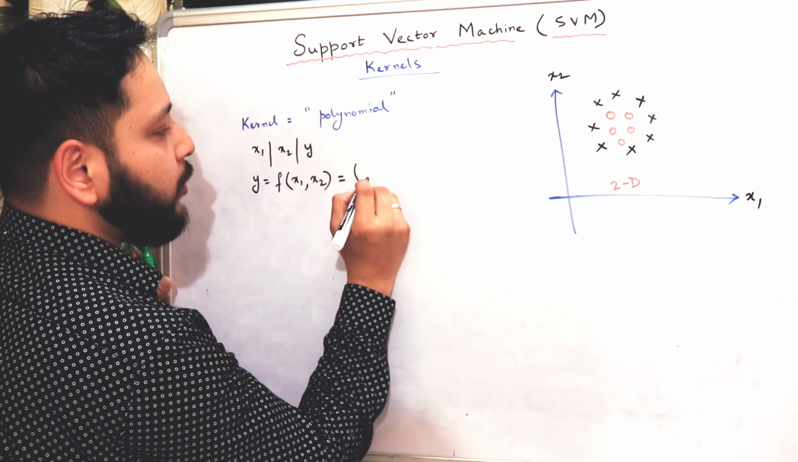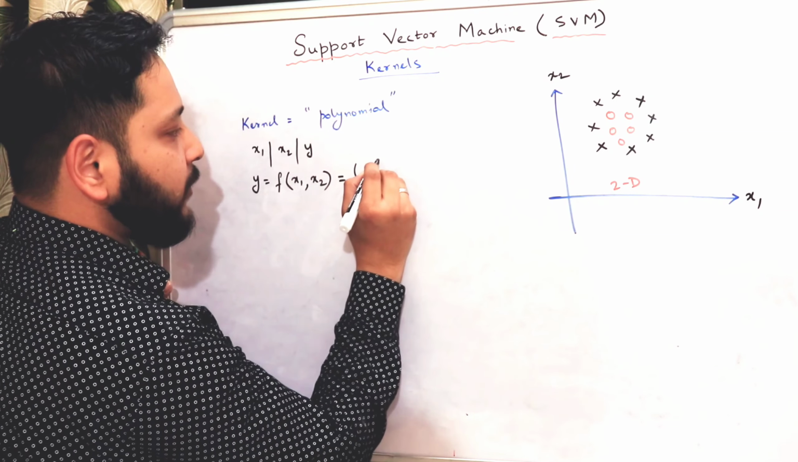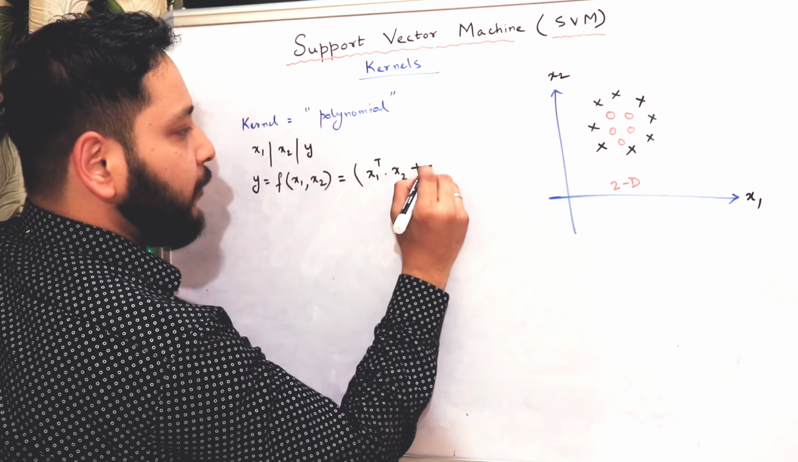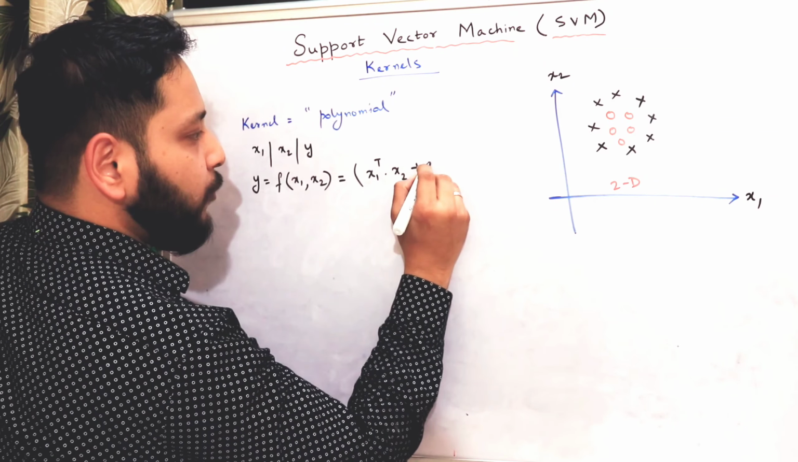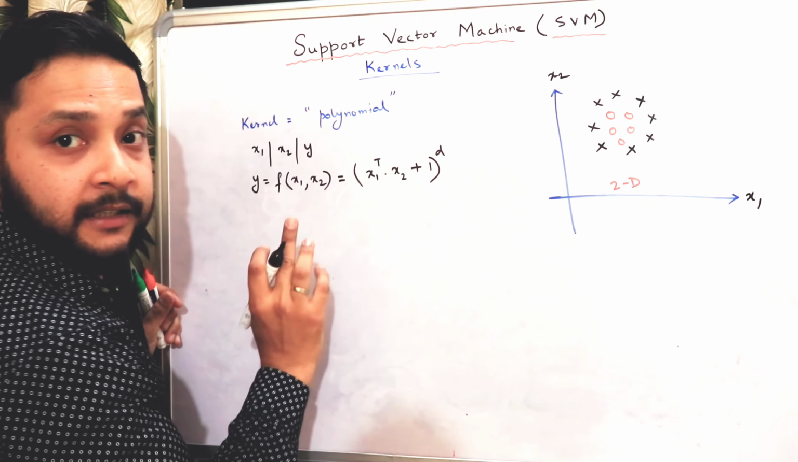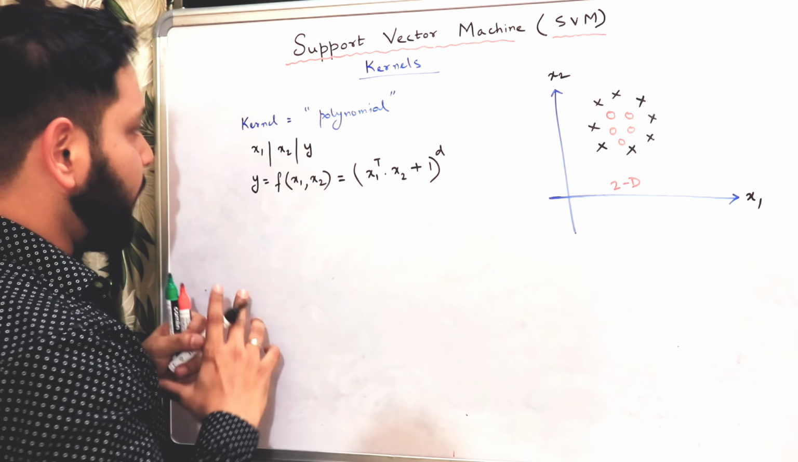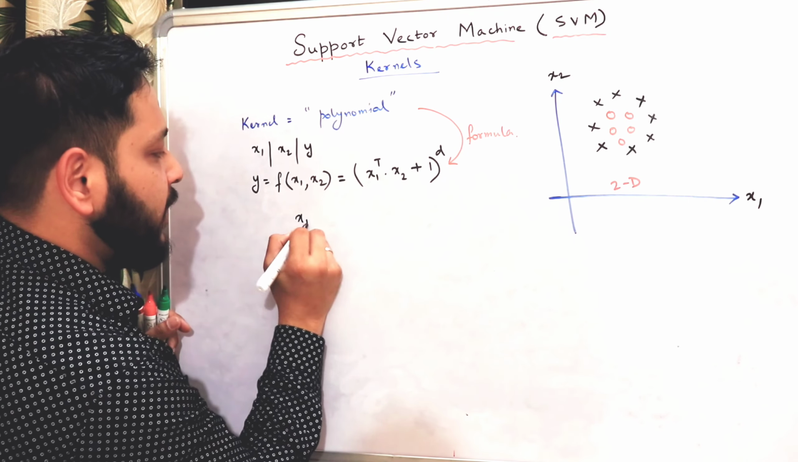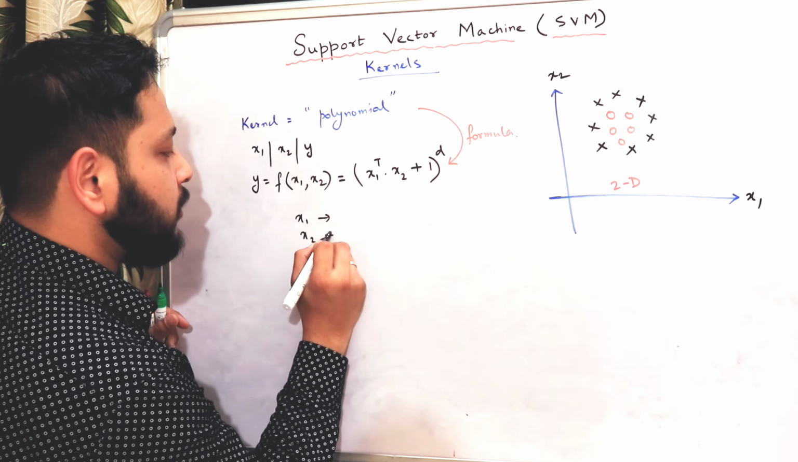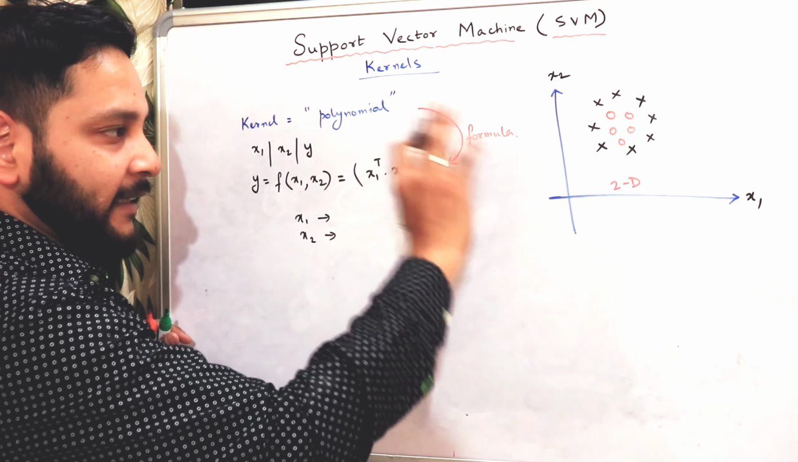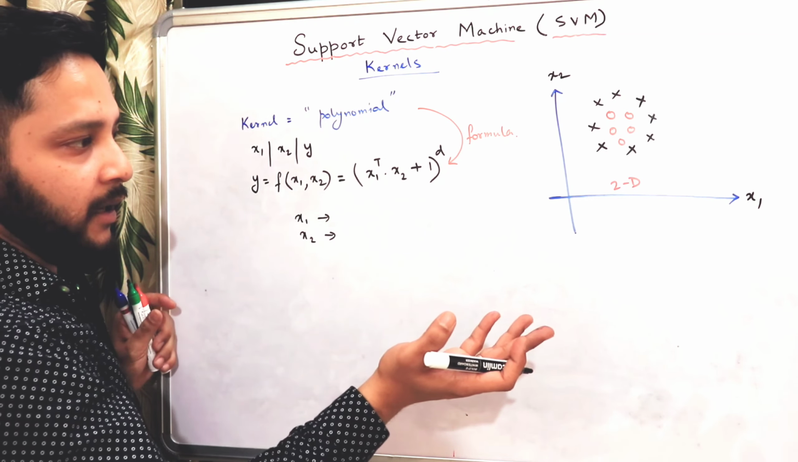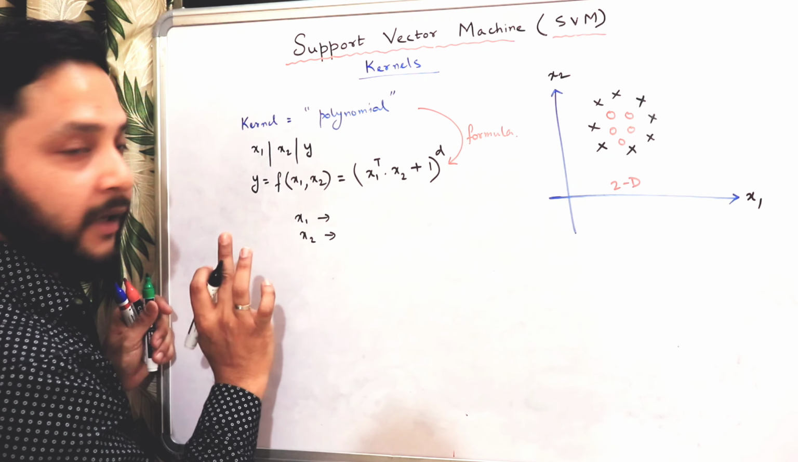Here what we do, we take the x1 transpose into x2 plus 1 to the power d. This is the formula of the polynomial kernel function. So what is x1, x2? x1 and x2 are points in defined axes. Like we take x and y in 2D. So this is x1 and x2.